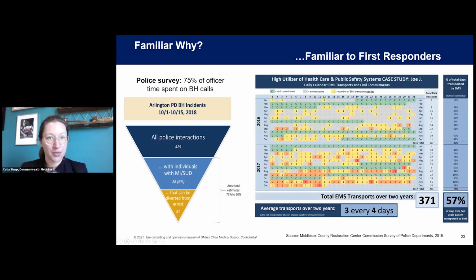Our next question was, why are these folks familiar to these two systems in particular? And so we tried to go a little bit farther upstream next in our data looks. We know that people who end up in the jail and prison and people who end up in the hospital probably went through some kind of law enforcement contact or the 911 system. So what we ended up doing was surveying the police departments in Middlesex County, of which there are 54, to ask, how are these people interacting with you? What are you seeing on the ground? And most of those police departments run 911 systems. So we were getting a little bit of a clearer picture in terms of how people were passing through 911 and ending up interacting with police. So 75% of officer time may be spent on behavioral health calls, according to the police chiefs that we surveyed.